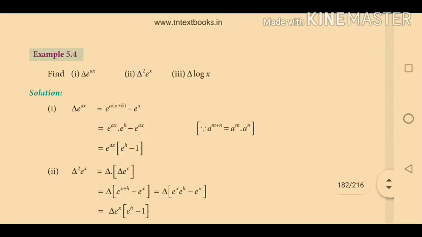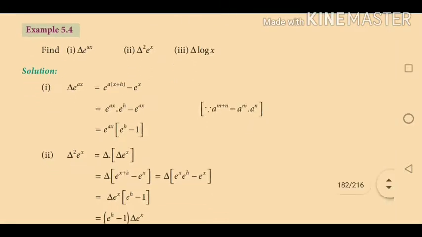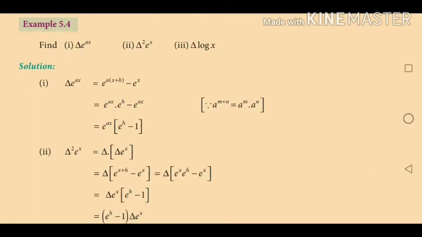Next, here we are using some properties. The first question is delta e power ax. Delta e power ax becomes, in place of x we substitute x plus h, that is e power a(x plus h) minus e power ax. It becomes two terms. After that, multiplying, we are getting e power ax times e power ah minus e power ax.